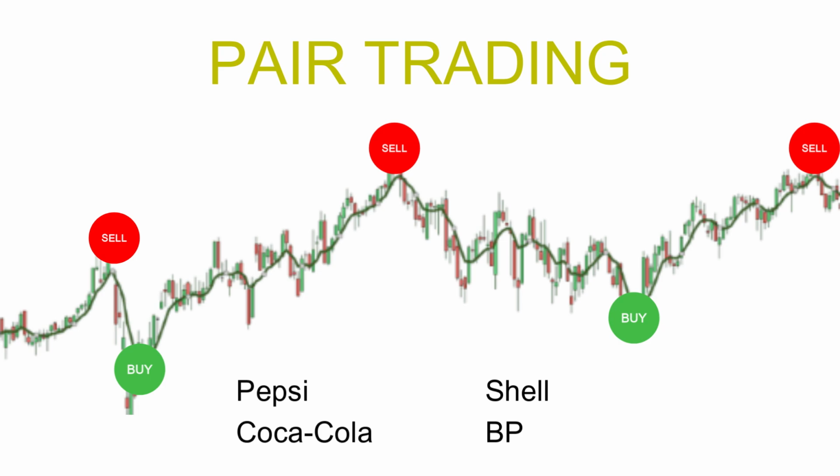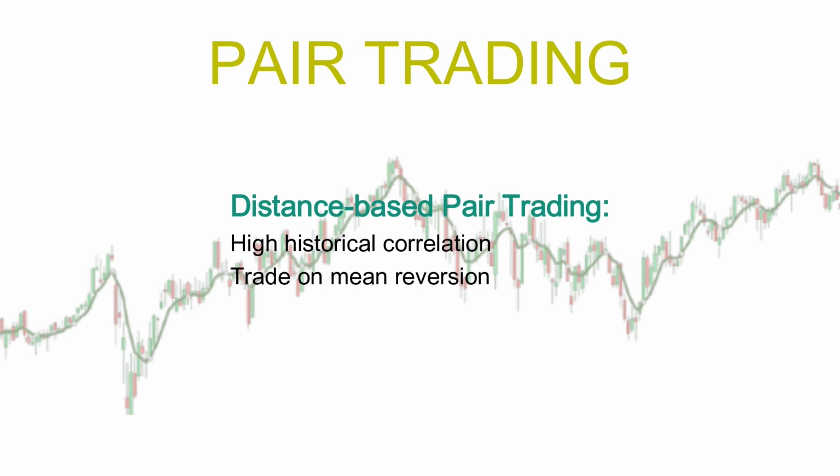Now there are two main ways to do it. One is distance based pair trading. In distance based pair trading, it looks for pairs with high historical correlation. What you do is simply track the difference between the two prices. If this distance stretches too far from its average, you trade on mean reversion.